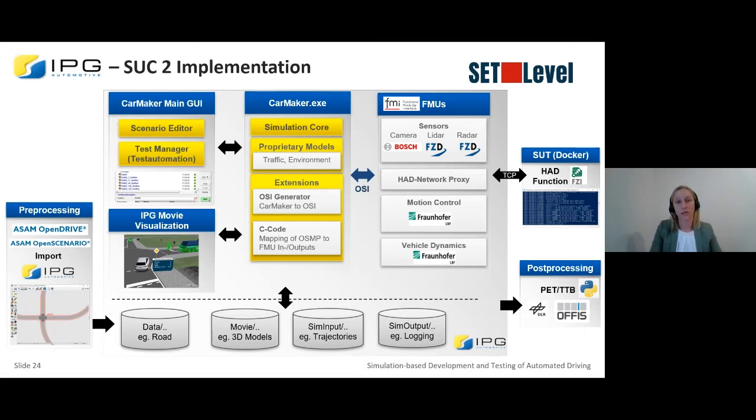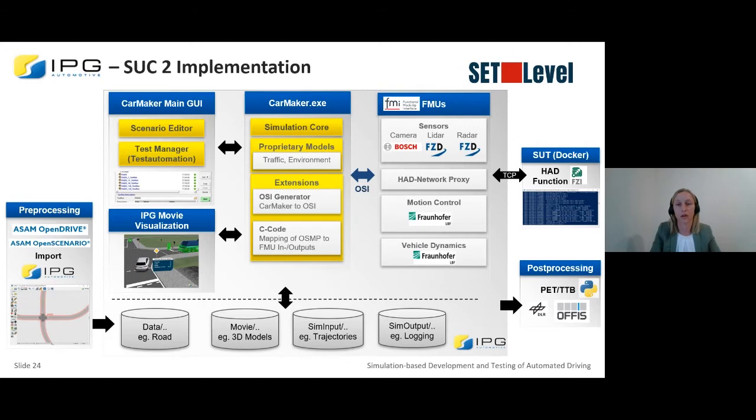The ASAM Open Simulation Interface is primarily used to integrate the models provided by our project partners. These models are given as FMUs. Three sensor models, a camera, LiDAR, and radar, a vehicle dynamics model, and a motion control model are arranged around the SUT. The SUT is the highly automated driving function, and this is integrated via an FMU that creates a TCP connection and exchanges OSI messages during the simulation. The SUT itself is encapsulated in a Docker container, which is pictured by its console output on the right upper part of the slide.